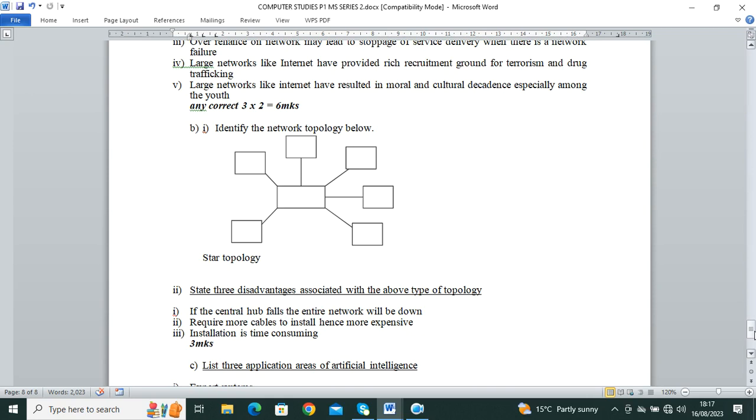State three disadvantages associated with the above type of topology. If the central hub fails, the entire network will be down. It requires more cables to install, hence more expensive. Installation is time consuming.